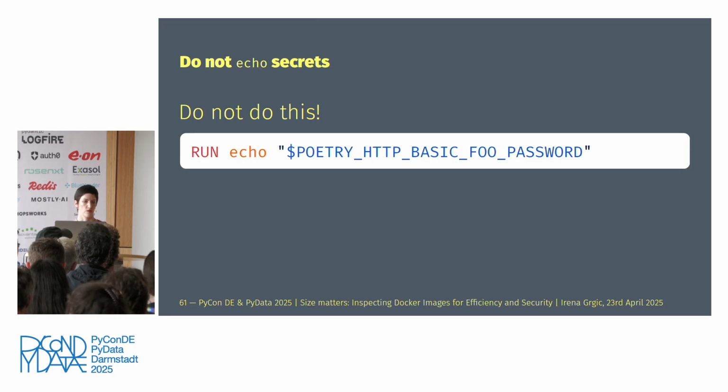This should be obvious to everyone, but I literally see this quite often. Running echo commands in a Docker build is senseless anyway. Echoing secrets is even more senseless, so please don't do that.